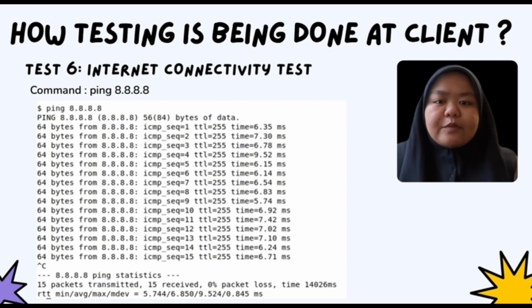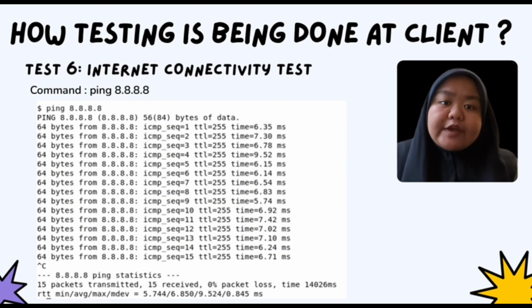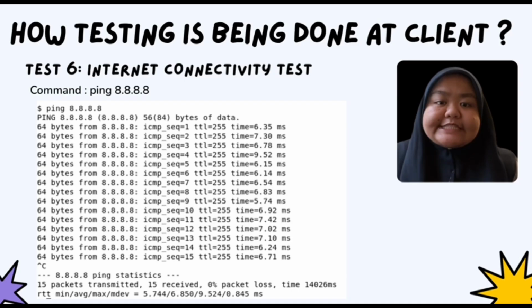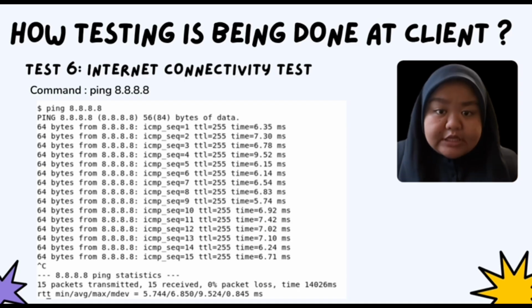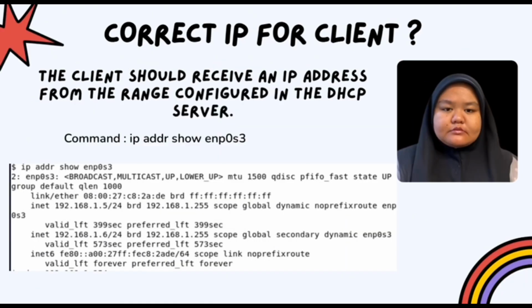Now, I'm going to talk about test 6, Internet Connectivity Test. I use ping 8.8.8.8 as a command. Google DNS server is used to test internet connectivity. The Linux server successfully reached 8.8.8.8 with no packet loss, proving that it has internet access. However, the Linux client cannot reach 8.8.8.8 because it is restricted to the internal network only. This confirms that the client received local network access but not direct internet access.